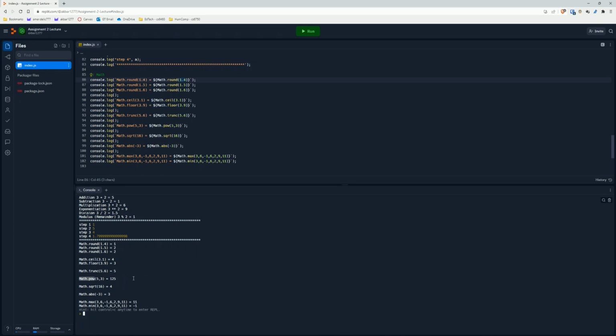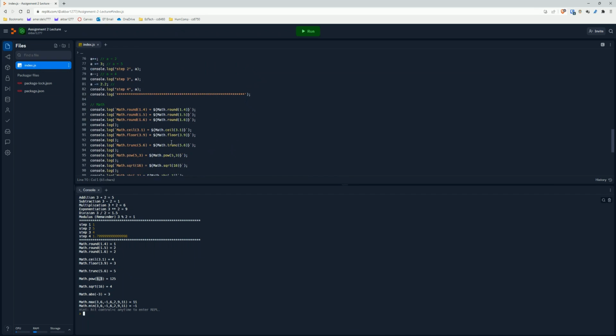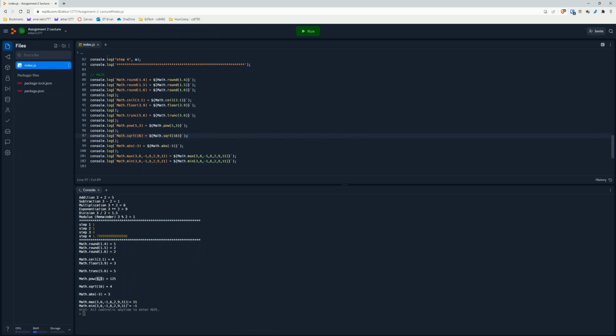Math.pow, this is math power. It's short for power. It's the same as the exponential operator. Here you're saying 5 to the power 3. So same thing, just a different way to write it. Square root. So square root of 16 is 4. Pretty easy. Absolute value, math.abs. So absolute value of negative 3 is 3. Pretty self-explanatory.